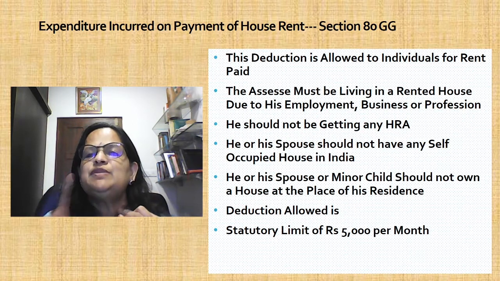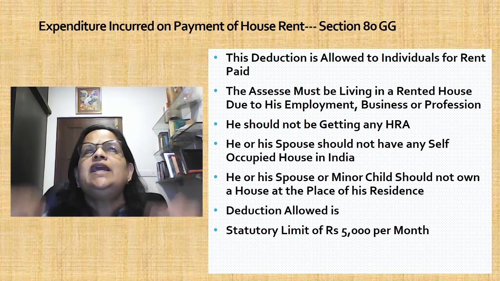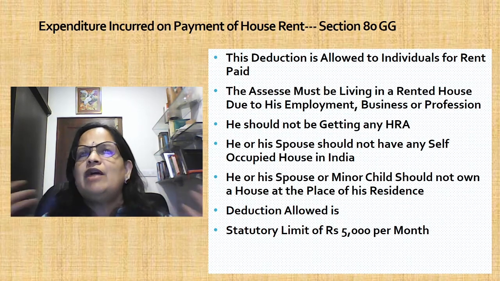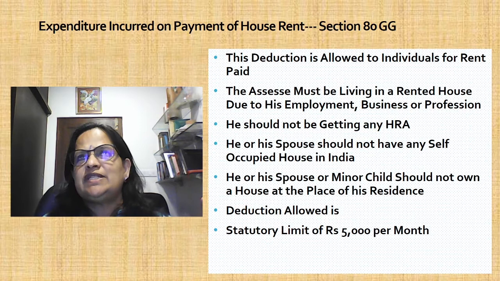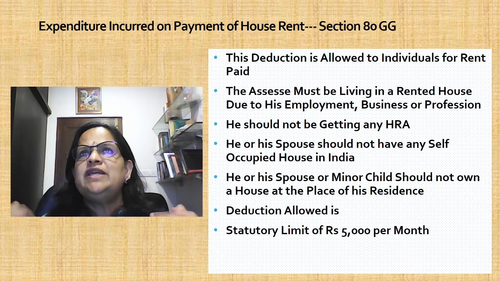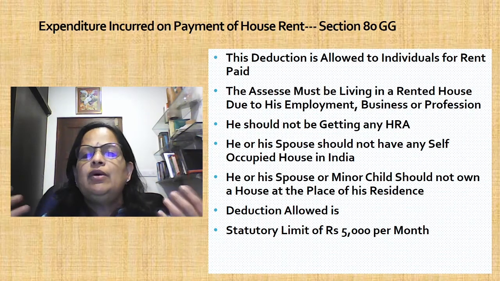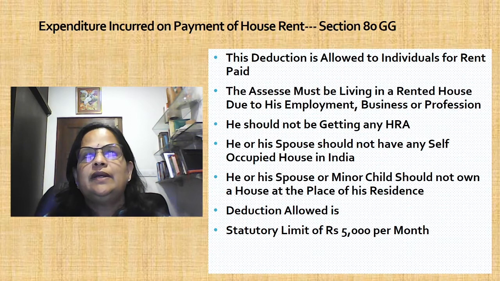Now, the assessee must be living in a rented house due to his employment, business or profession. The same point I told you, it's mentioned in the PPT. Now, he's not getting any house rent allowance, HRA. We have learned in the salary chapter when an employee gets house rent allowance. So if he wants to claim this deduction, he should not be getting house rent allowance also. Now, he or his spouse should not have any self-occupied house in India. So that is another important thing.